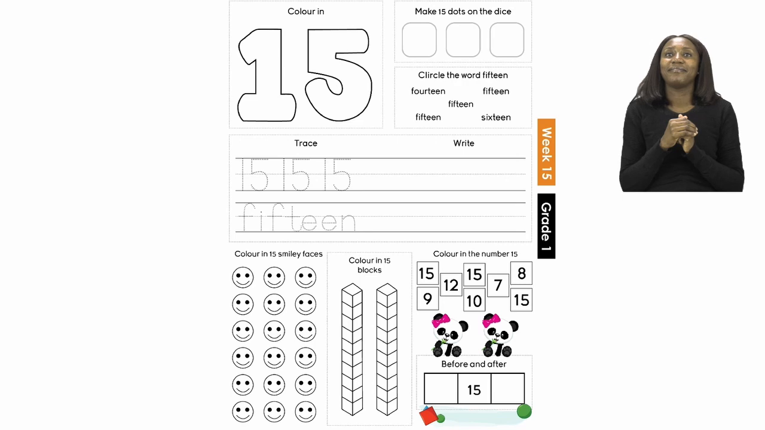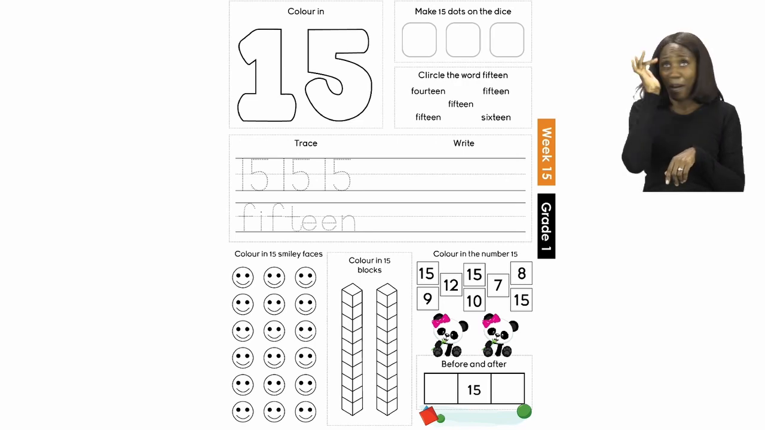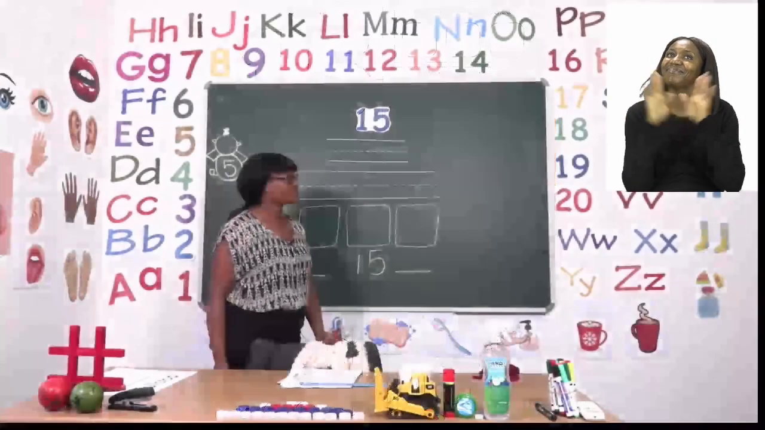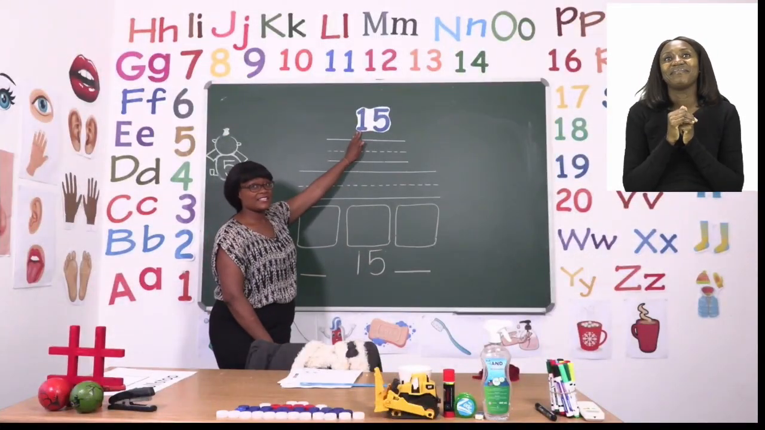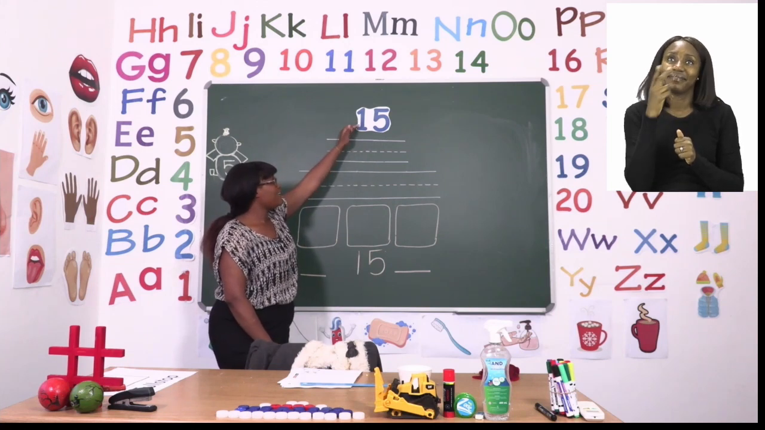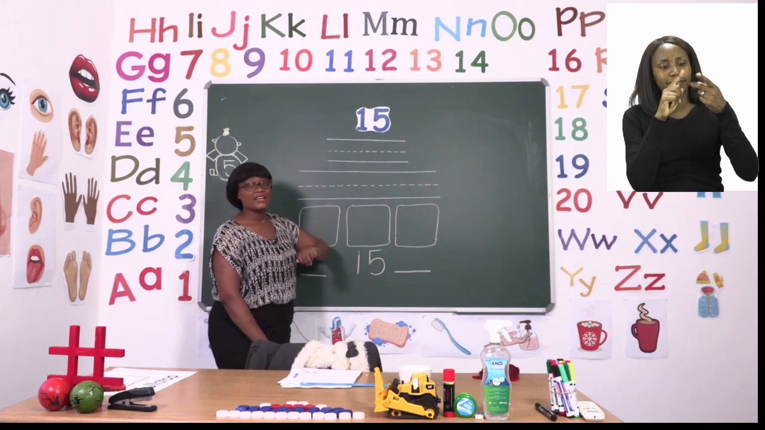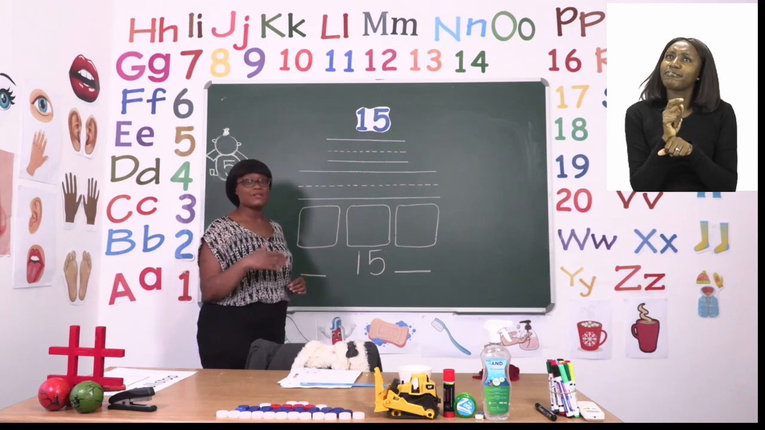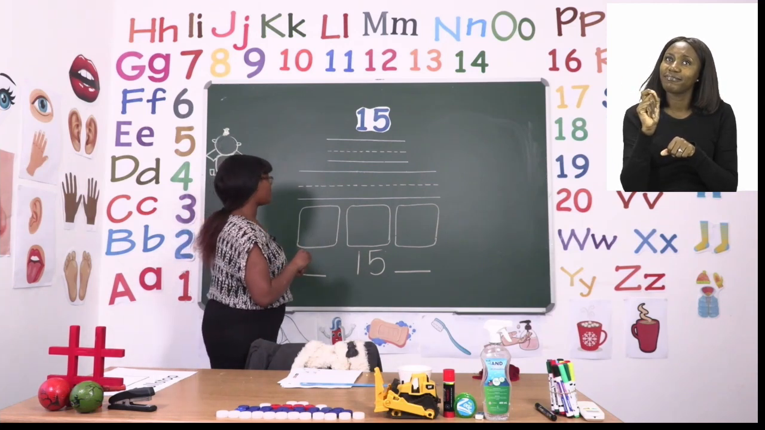Whew, that seems like a lot of work, but I know you are very clever boys and girls. So let's do some of the activities together. So I have the number 15. As you can see, it has a 1 and a 5. We're going to first write it. We're going to write it, but I want you to trace it as well.